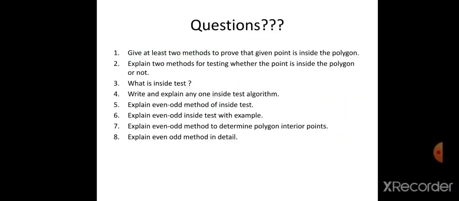So this is the winding number method we have seen. Two methods we have seen for the inside test, that is even-odd and the winding number. So the questions on this will be like: give at least two methods to prove the inside test of a polygon. In that you have to write both the methods. Another question can be: explain two methods for testing whether a point is inside or outside of the polygon. So this also you have to explain both the methods. Then a question can be like: what is the inside test, or write and explain any one inside test algorithm. Explain the even-odd method, or generally it can be like explain the even-odd or winding number method. So this can be a question for that topic.